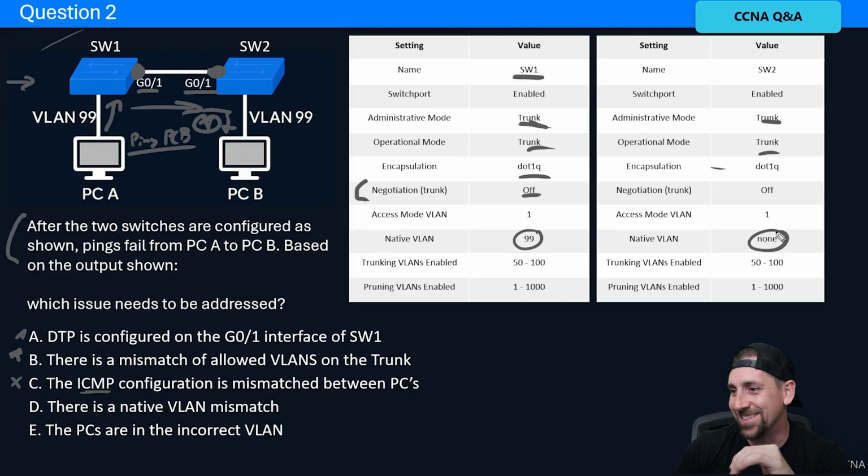What it actually means is, if the native VLAN is not set, there is a default native VLAN, and we talked about this actually in one of the previous trunking videos. I'll link that in the description below.